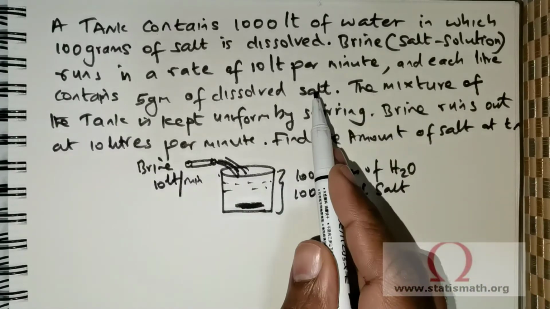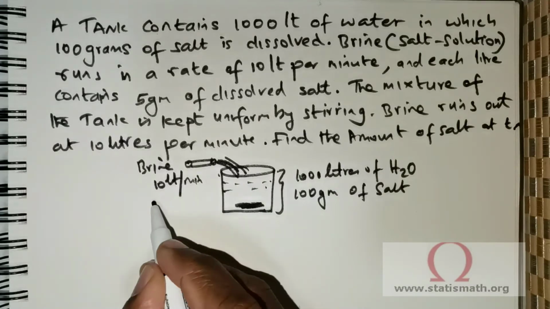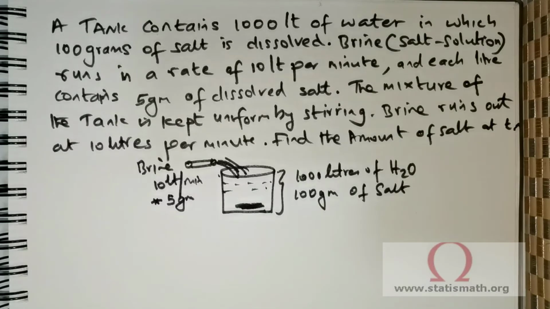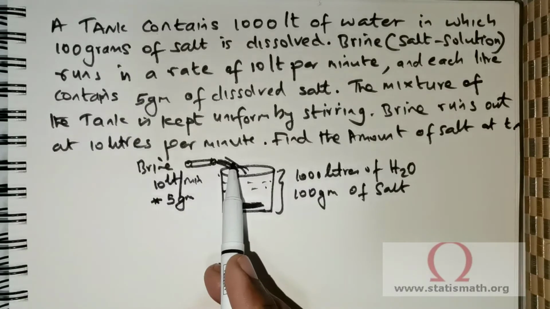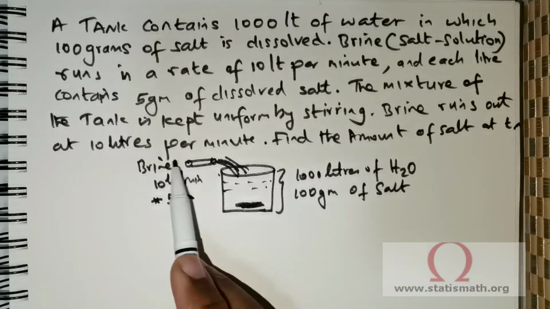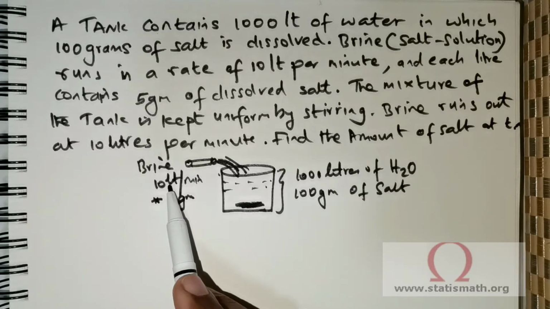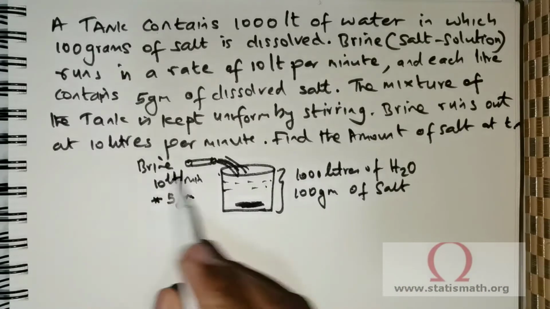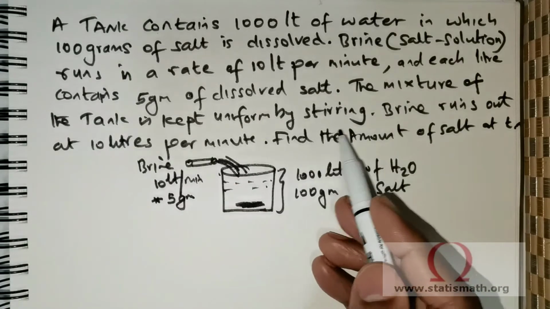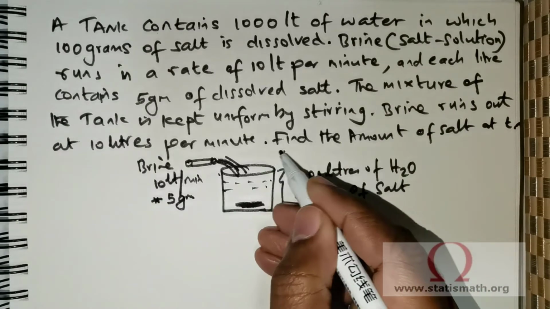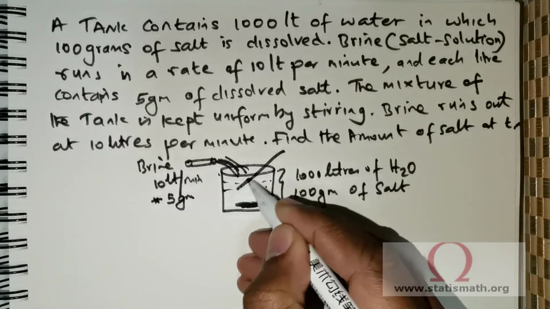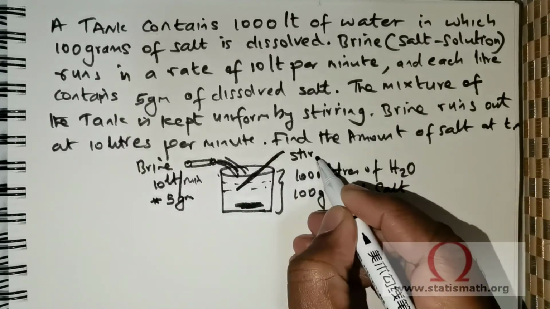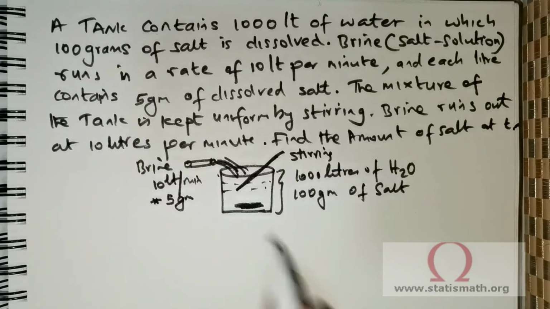Now this mixture which is coming in has got 5 grams of salt dissolved in it. So this solution which is coming in at a rate of 10 liters per minute has got 5 grams of dissolved salt. Now the mixture in the tank is kept uniform by stirring. Imagine there is a huge rod here and somebody is stirring it, mixing the contents.